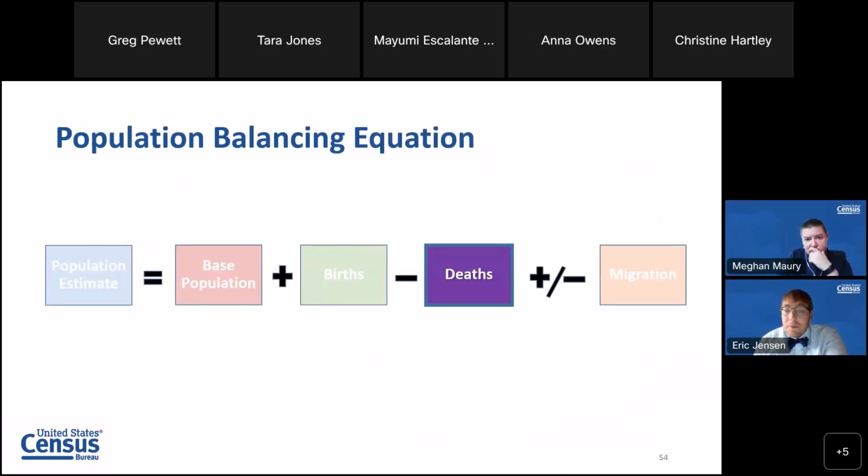So we use data from the same source, the National Center for Health Statistics, to calculate the deaths part of our equation. I won't talk in as much detail as I did with the births, because the process is nearly identical. For decades, we used aggregated deaths, and then starting in the early 1990s, and since then we've used micro records to produce death components for the population estimates. So also like the births, having the micro records gives us a lot more flexibility to produce the estimates of deaths at different geographic levels.